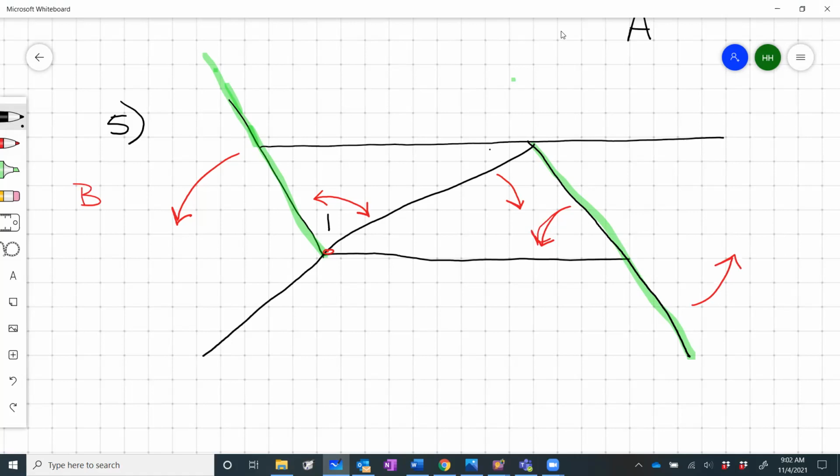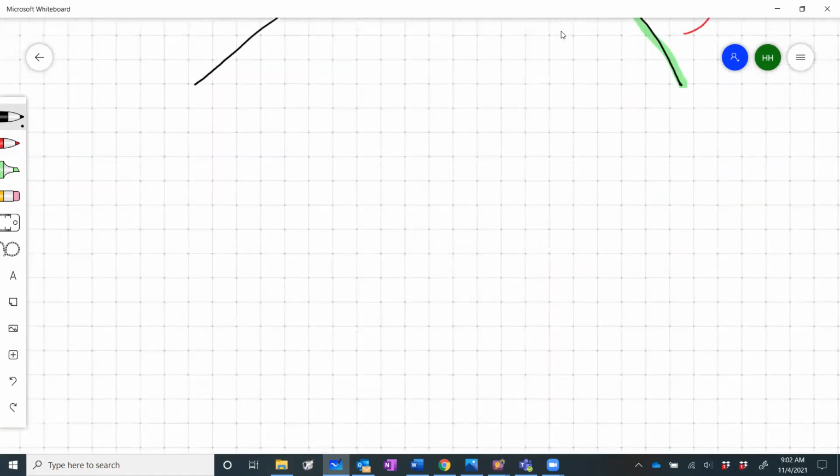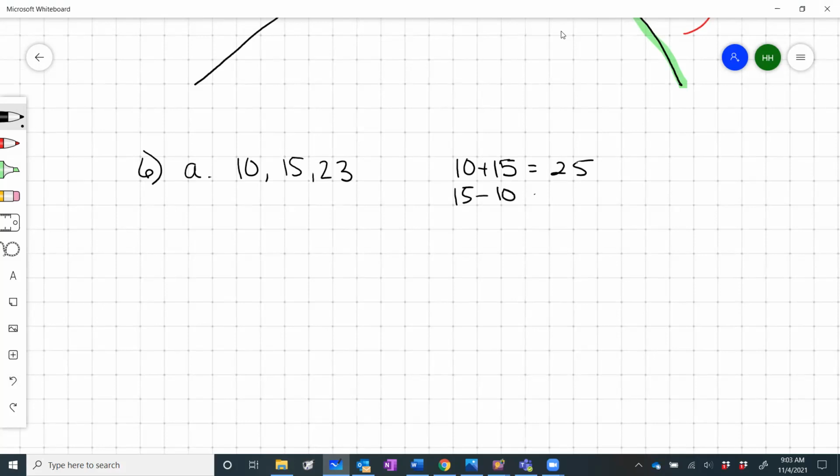All right, and then finally number 6 on that multiple choice side. Which 3 lengths could be the lengths of the sides of a triangle? A is 10, 15, 23. Some of you are probably getting faster at this now. So you got a 10 plus a 15, that equals 25. You've got a 15 minus 10, that equals a 5. So this would work.